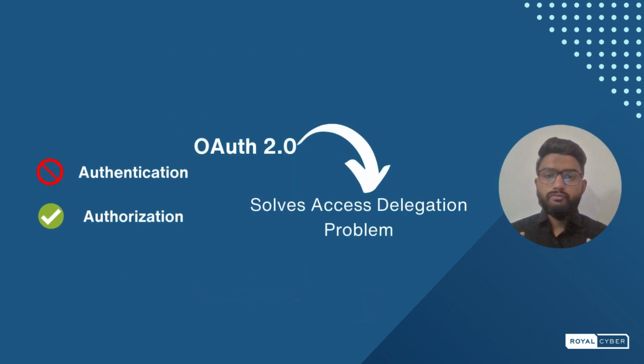I hope authentication and authorization are clear to you. The topic of OAuth 2.0 does not have anything to do with authentication, but it has everything to do with authorization. What OAuth 2.0 does is solve the access delegation problem. Access delegation means that you are working on an application and you want access to some third-party application. That is the problem it helps solve.